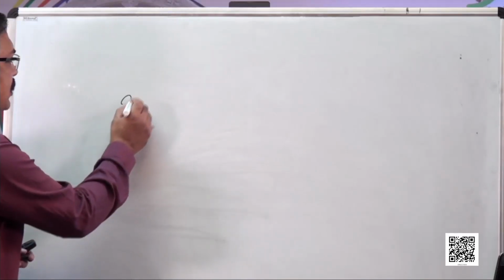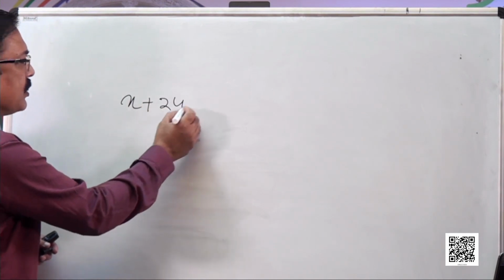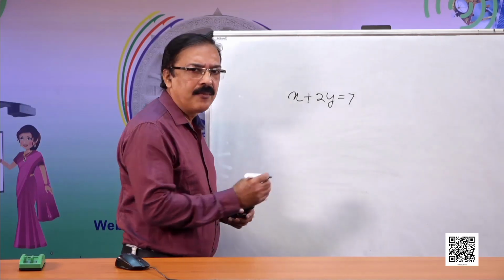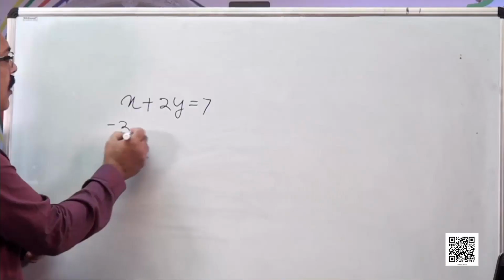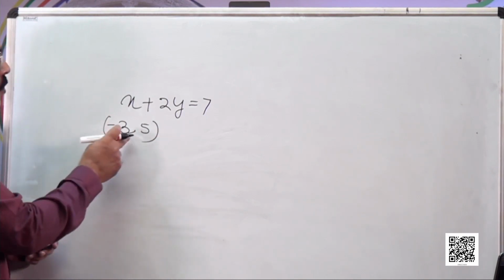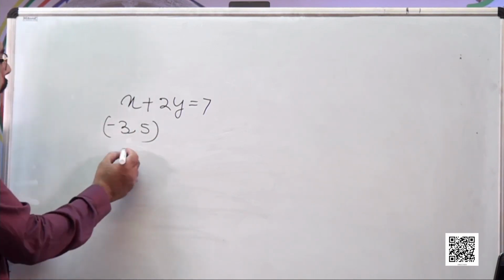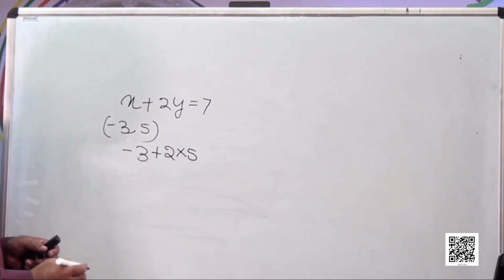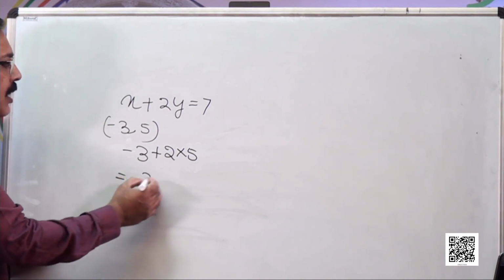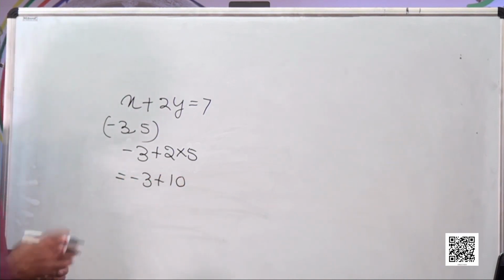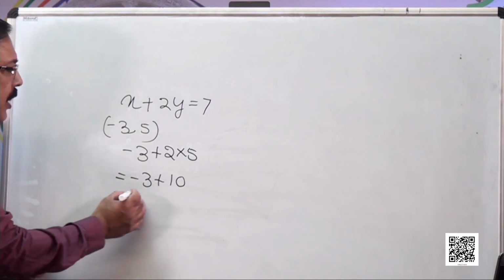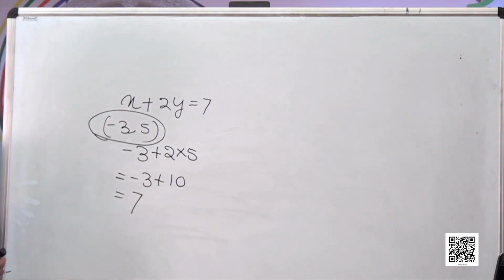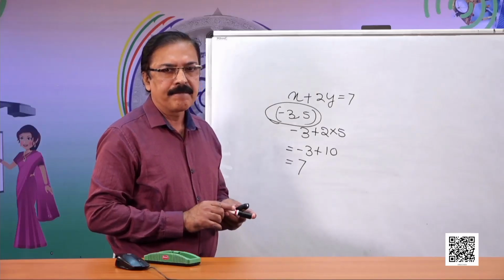Our equation was x plus 2y is equal to 7. Here the points are minus 3 and 5. So put these values here. Minus 3 plus 2 into 5 gives minus 3 plus 10. So minus 3 plus 10 gives 7. This shows that minus 3 and 5 is a solution to this equation.